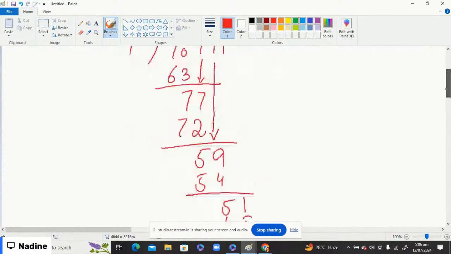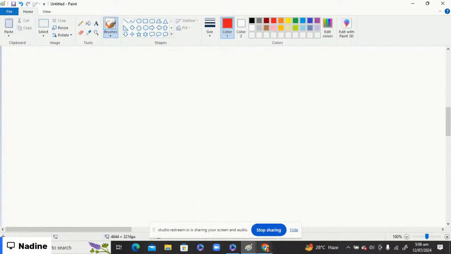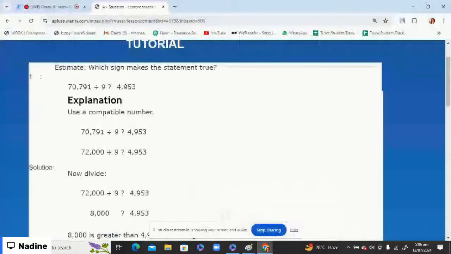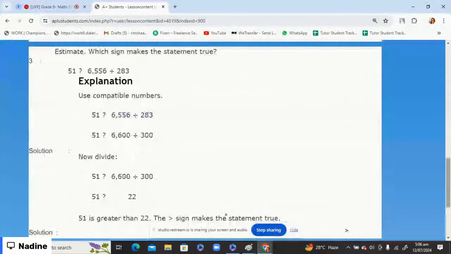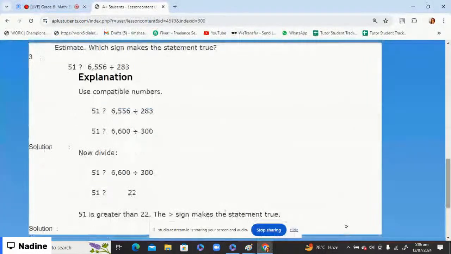For example, if I'm going to write down here another part of that, estimate which sign makes the statement true. Use compatible numbers. First of all, we are going to use compatible numbers. For example, here 6556 they just turned into 6600, then for the next, 283, they just turned into 300. It depends on which number you are choosing. Got it? So if I choose that one, you just simply divide it, then check it with the division method.